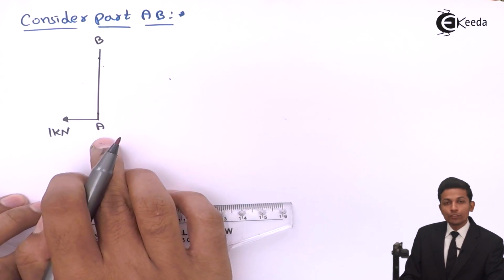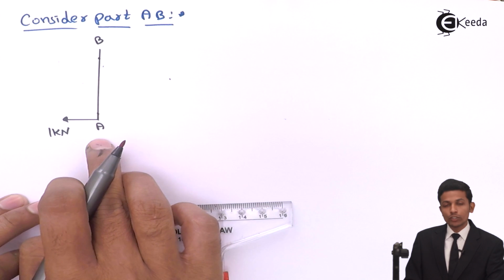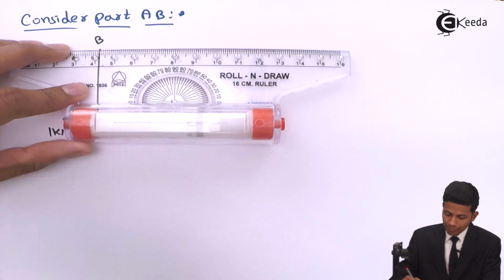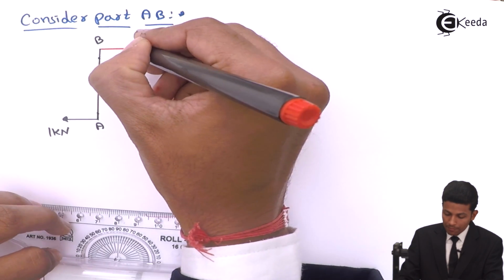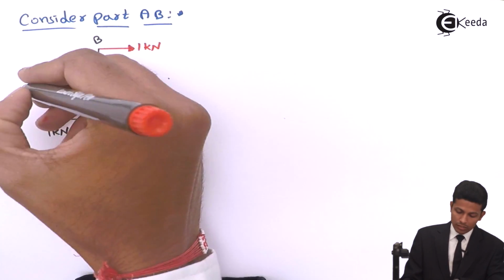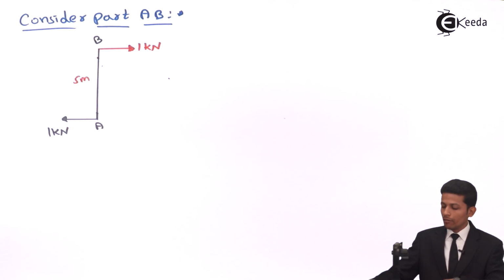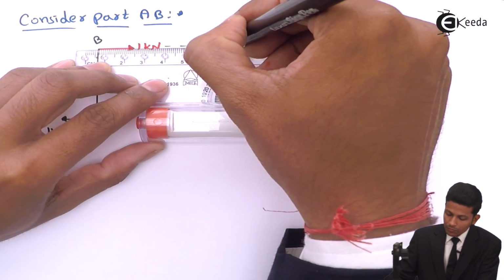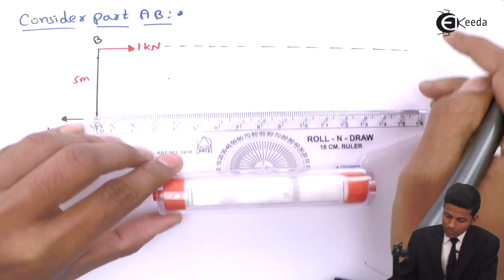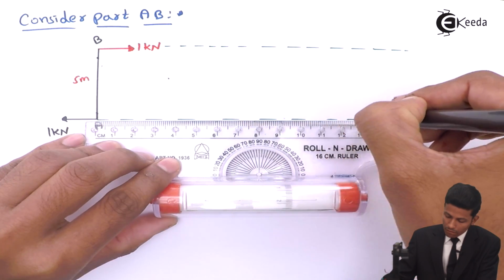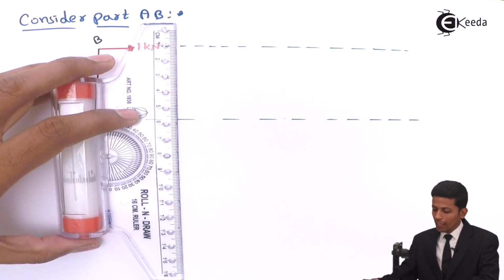Now we have to see part A and balance it. This 1 kilonewton is acting from right to left, so to balance it we apply 1 kilonewton from left to right at B. Now this part is balanced. This is 5 meters. After that, extend this part.